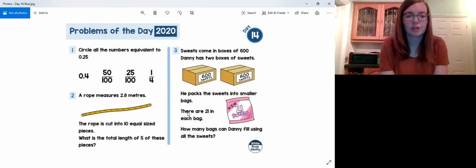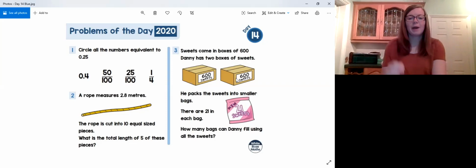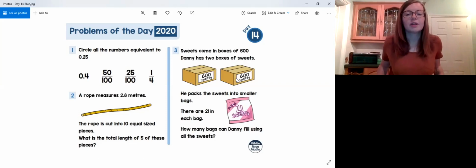Okay, last question for day 14 then. We're back with Danny and his sweets, but his boxes are a lot bigger this time. So sweets come in boxes of 600 this time, and Danny has 2 of these boxes. He packs the sweets into smaller bags, and there are 21 in each bag. So how many bags can Danny fill using all of the sweets?